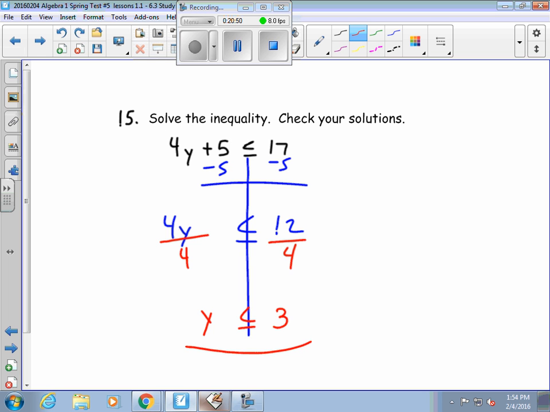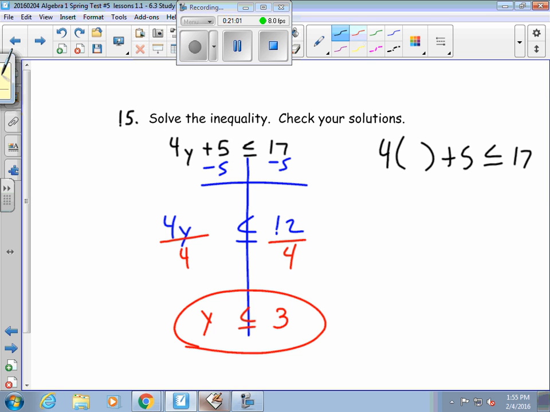So check this to see if it's correct. We didn't have to reverse any symbols. Plug in a number less than 3. 4 times y plus 5 is less than or equal to 17. A number less than 3, let's say 2. 4 times 2 is 8, plus 5 is less than or equal to 17. This together is 13. This is a true statement. The big mouth is eating the big number. Now it is.